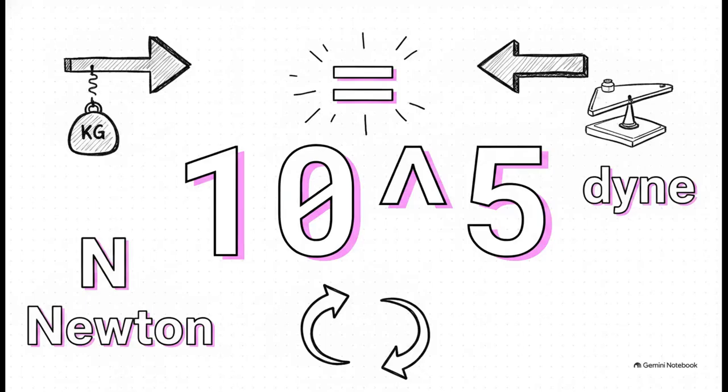Now pay very close attention to this number, 10 to the power of 5. You all probably know the SI unit of force is the Newton, but examiners absolutely love testing your deeper knowledge by asking for the CGS unit, which is the dyne. 1 Newton is exactly equal to 10 to the power of 5 dyne. This is a classic textbook multiple-choice question. Seriously, do not let them trick you out of such an easy mark.